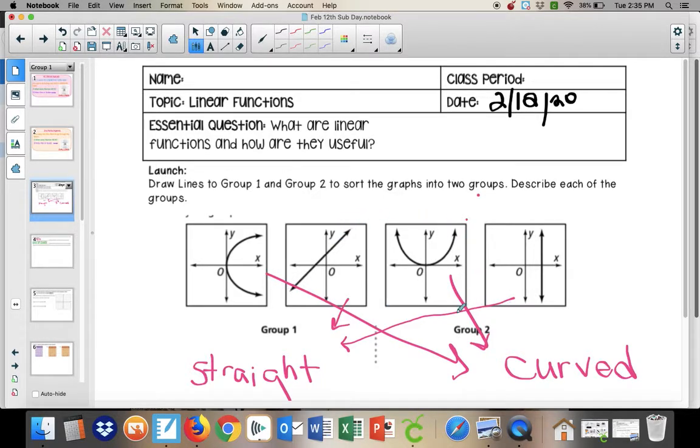When you see lines that are straight, they are considered linear functions. A linear function creates a straight line that has a constant rate of change. Ones that are curved are nonlinear. So anything that has a break in the line or isn't a straight line is going to be considered nonlinear.